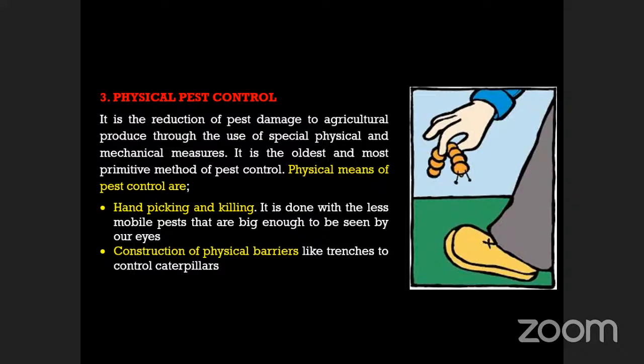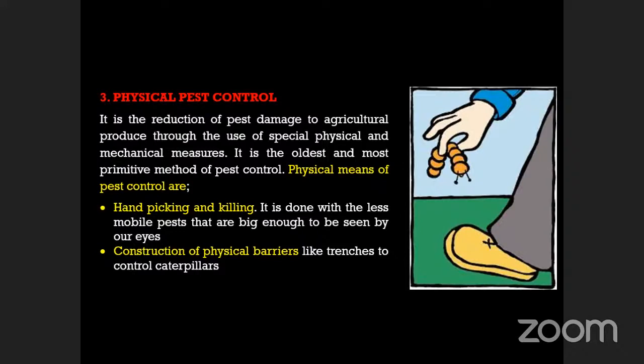Very good. You can hand pick, you just go to your garden. You see a caterpillar passing by, you pick it. Shania, can you pick a caterpillar when it is moving? Can you pick a caterpillar when it is in the garden? Why? Okay, and it is effective for the pests which are very slow and easily seen.